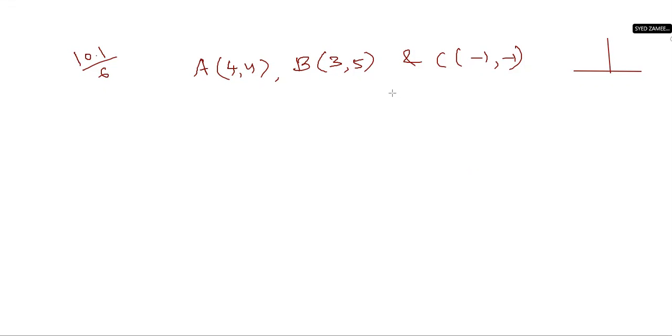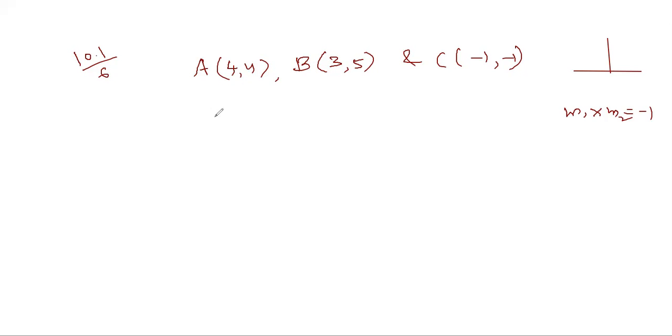We have 2 minutes left. Okay, I'll try to. So M1 into M2, their slope, product of their slopes, M1 into M2 will be equal to minus 1 if they are perpendicular. So we have to show that it is the perpendicular.